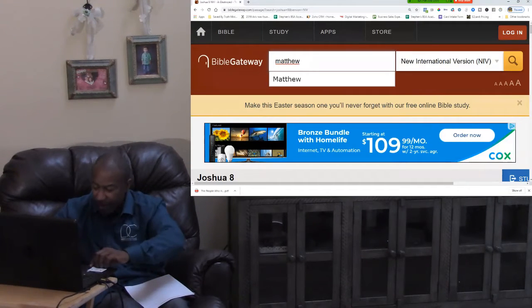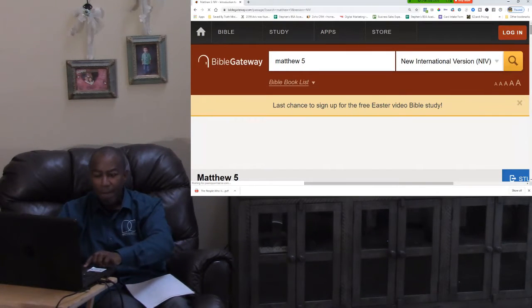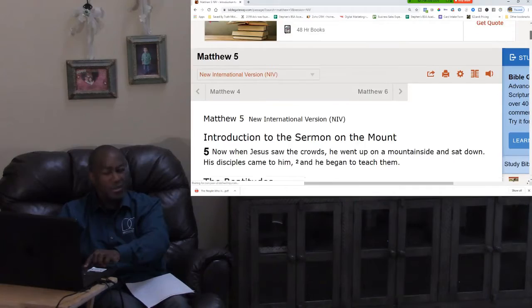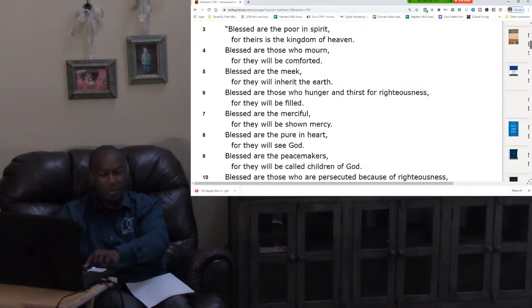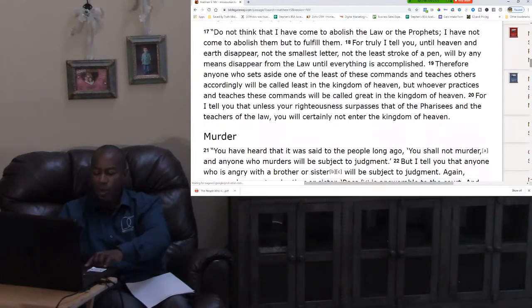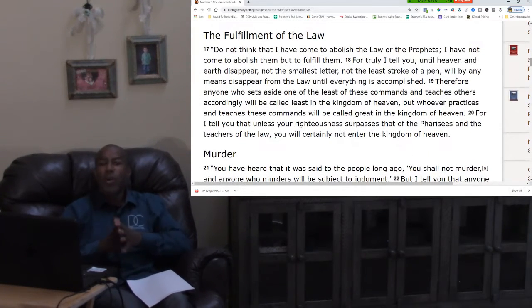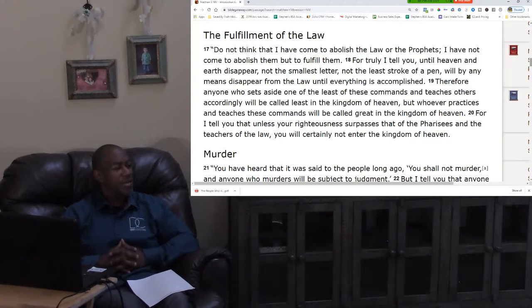Matthew 5. See, now the Lord became flesh and made his dwelling among us. And there are deceptive teachers out there that say that we don't need to honor the commandments. We don't need to honor the holy days. We don't need to honor the Ten Commandments because they were nailed to a cross. They're deceived. They don't know what they're talking about.